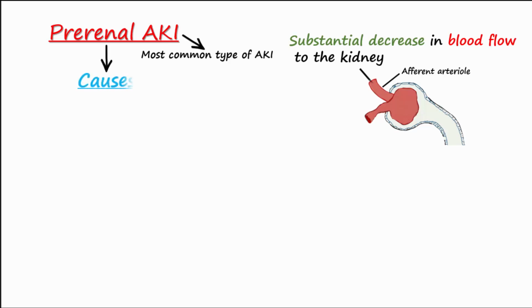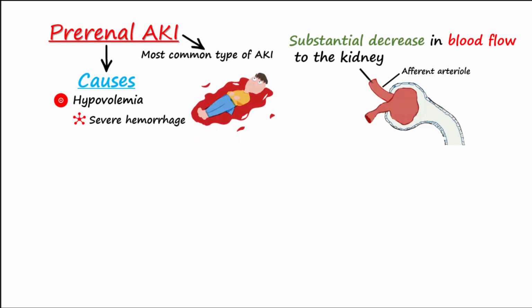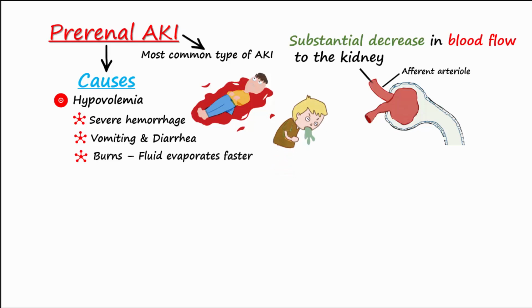Causes include conditions that reduce the amount of blood in the vascular space, termed hypovolemia, such as severe hemorrhage, and conditions that bring about dehydration, as with substantial loss of GI contents that comes with vomiting and diarrhea. With significant burns, fluid evaporates from the body faster, leading to hypovolemia. Also, circumstances that increase the vasculature capacity and leakiness, such as sepsis and anaphylaxis.